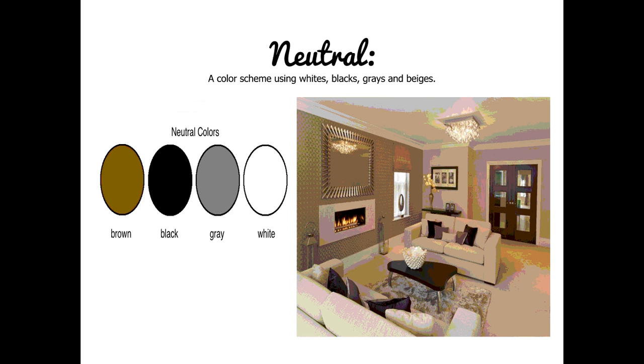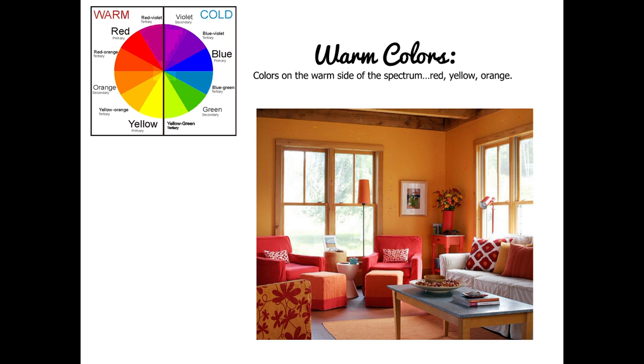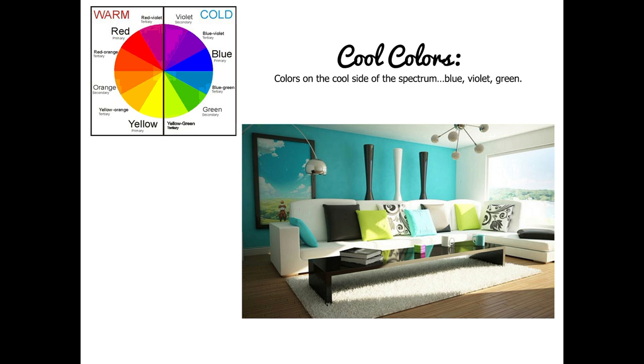Then there's what's called the neutral color scheme, which is a color scheme using whites, blacks, grays, and beiges. A lot of people go for the neutral look. Then we have the warm colors, which are colors on the warm side of the spectrum: reds, yellows, oranges. And then we have the cool colors, which are the cool side of the spectrum: your blues, violets, and greens.